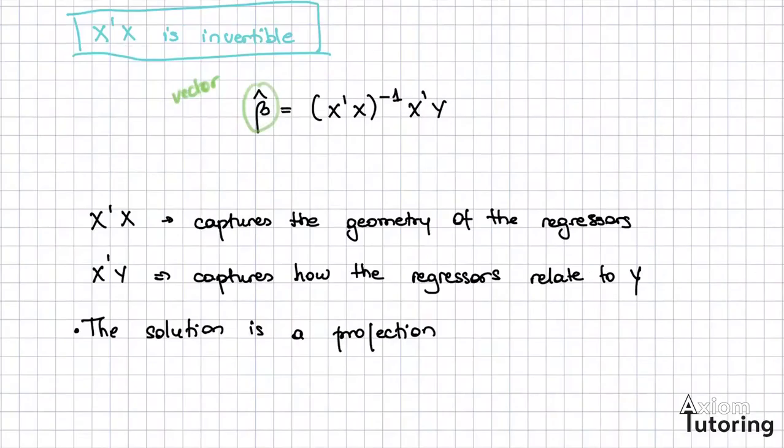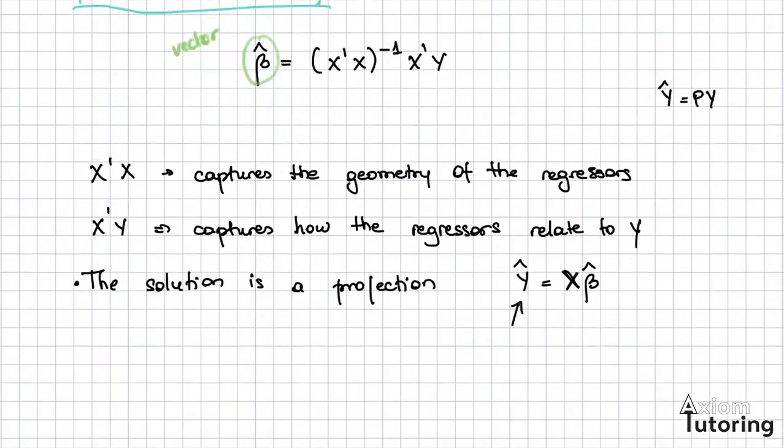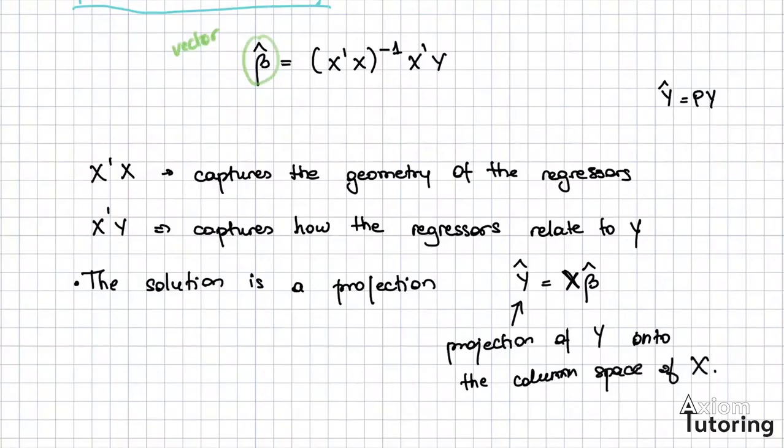which means that just as we wrote in the previous video where we had that the projection was P times Y, in this particular case, we have the projection, so the fitted value Y hat is equal to matrix X times beta hat. Okay? This is exactly the projection, again, of Y onto the column space of X.